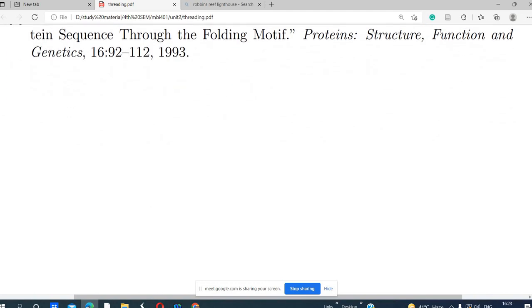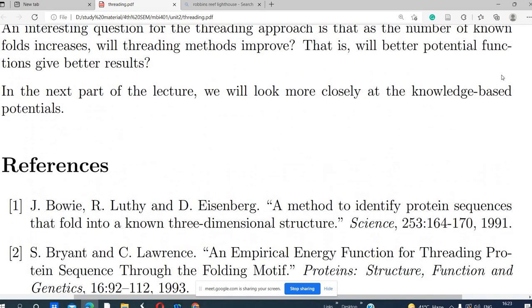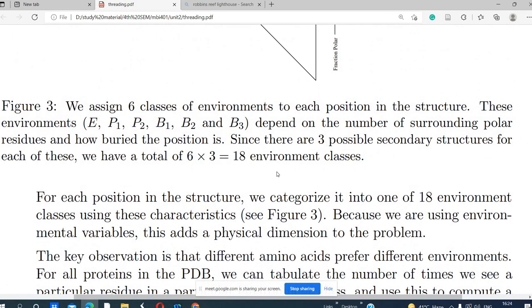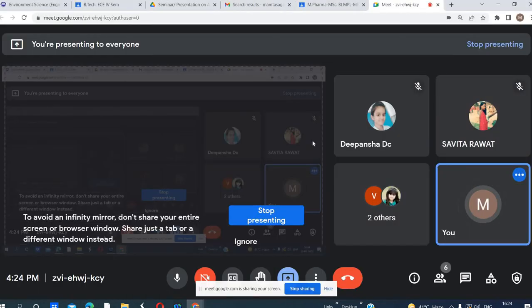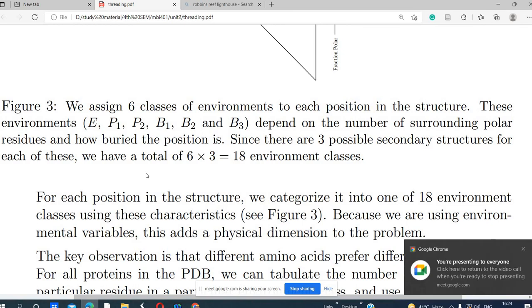Do you have any question? So these are all the approaches of the threading method. You should know the concept of threading. I have told you the basic concept of threading. Do you have any question?